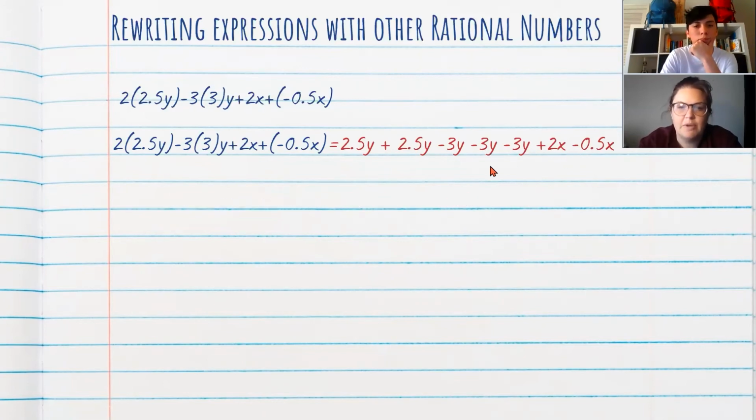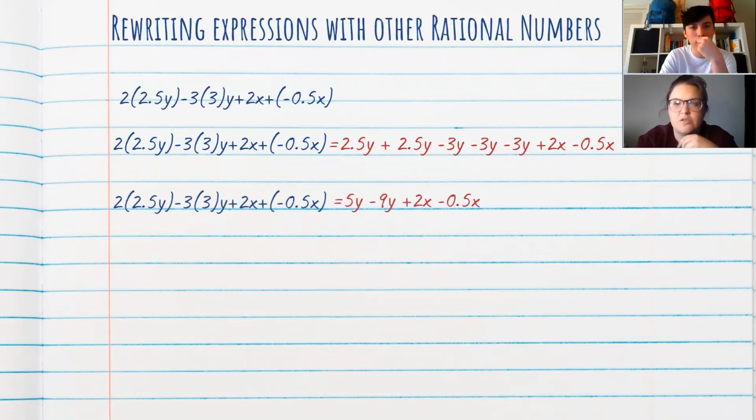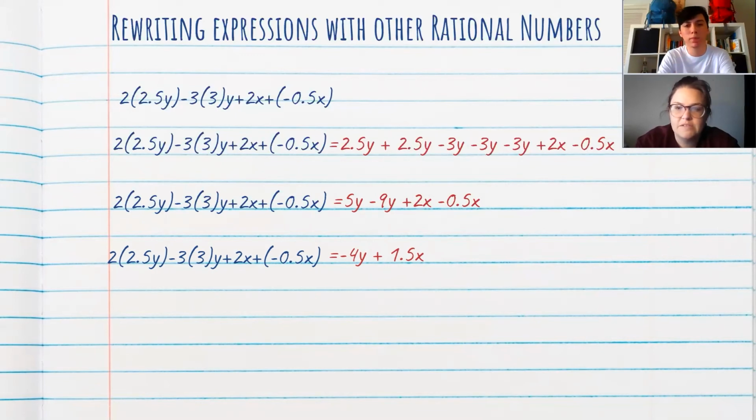So our next step, after we have it expanded, is to put our positive numbers together. So 2 and 5/10 y plus 2 and 5/10 y will give us 5y. We can put all our negative y's together and get -9y. And then we can leave the plus 2x, and then we'll do -5/10 x. Next, we can combine our like terms. So we'll put our y variables together to make -4y. And then we'll put our x variables together and end up with 1 and 5/10 x. So that gives us our simplified or standard form of that expression.